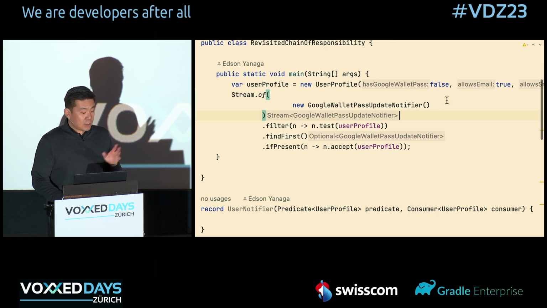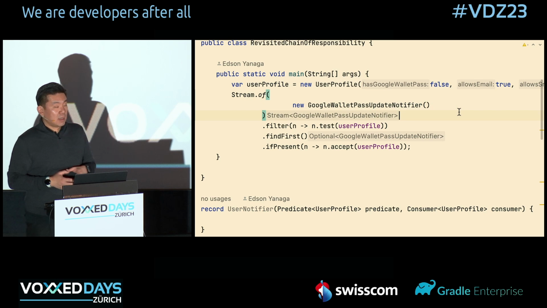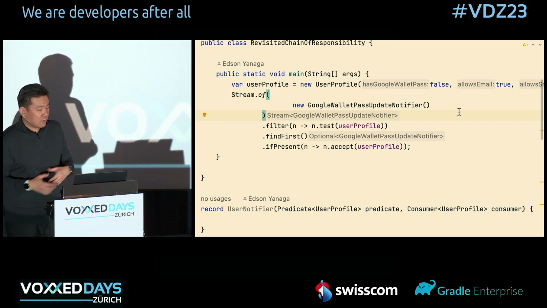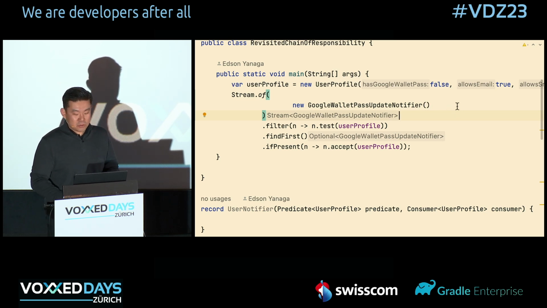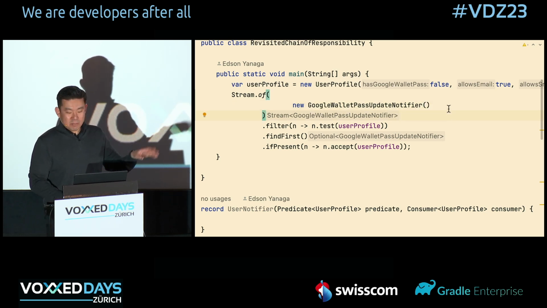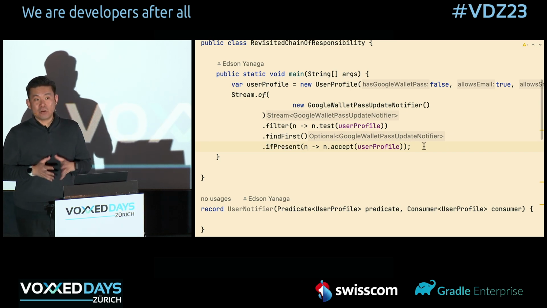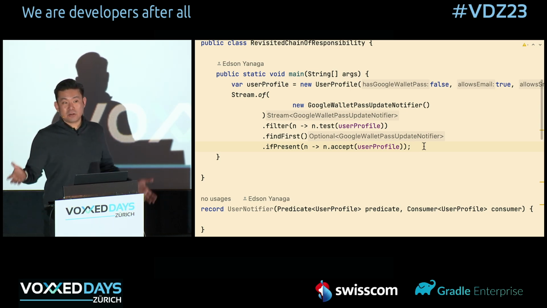pattern. And once you did that, if you have a user profile and you create a stream of the chain links that you have, for example, new Google Wallet pass update notifier, and you have other implementations here in the chain, it's just a matter of filtering and .test user profile. If it applies, then you find the first one that applies to your particular chain, and if present, because in our particular case, the way implemented, if you don't have any notifiers, well, you just don't notify the user.